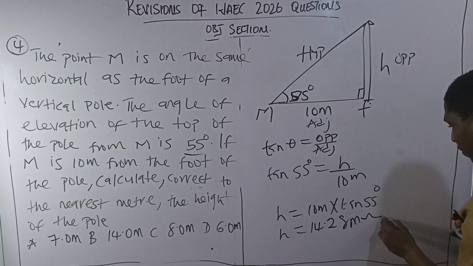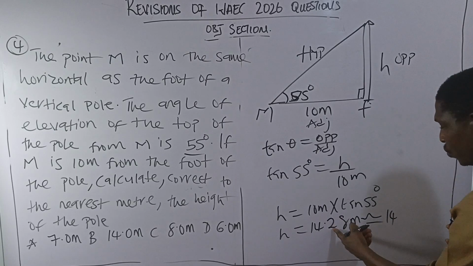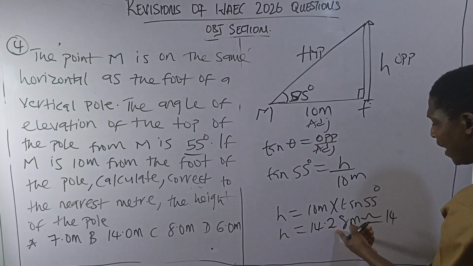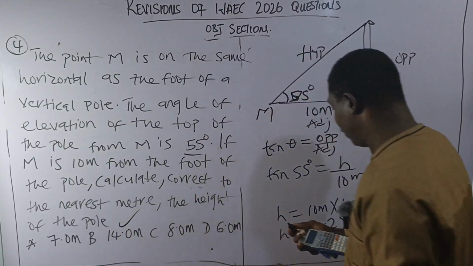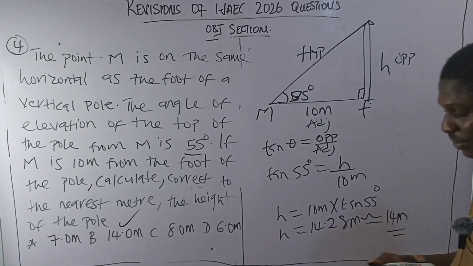So this is approximately equal to what? 14. Since 2 is not up to 5, it does not add up to give 15. So we have 14 meter to the nearest meter. So my answer is what? B, which is 14.0.